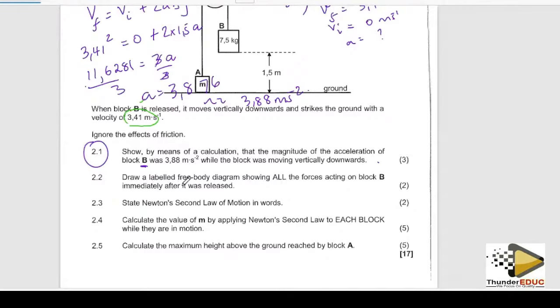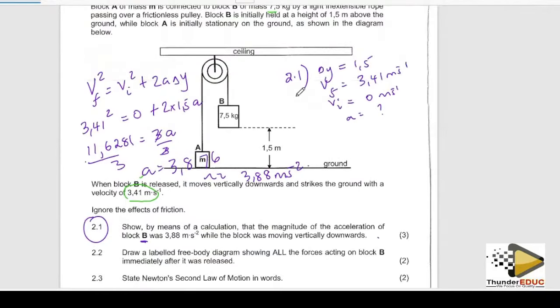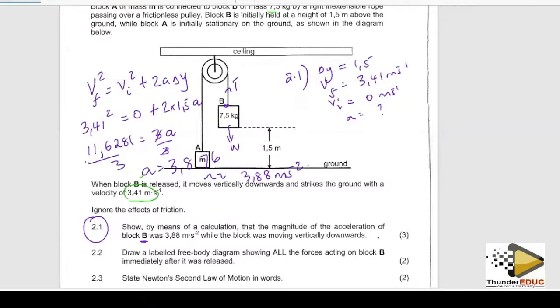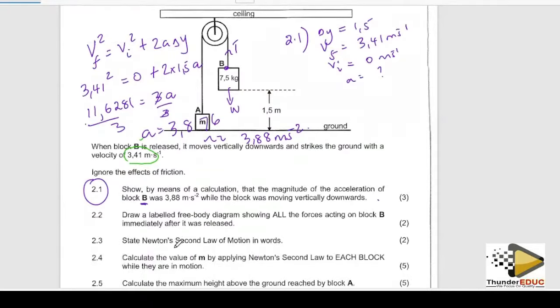Then when I look at question 2.2, they're asking me to draw a labeled free body diagram showing all the forces that are acting on B. So when you look at B, there's just weight acting downwards, and then the tension force within the rope. So my free body diagram would be just tension, and then this is the weight. That is just enough.